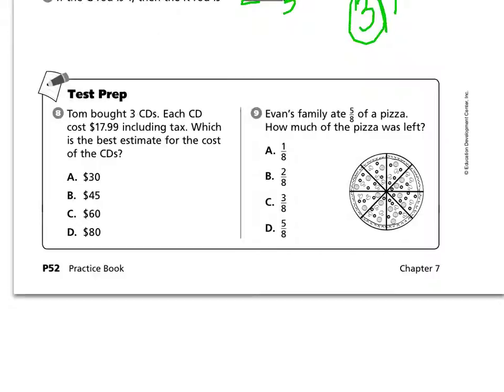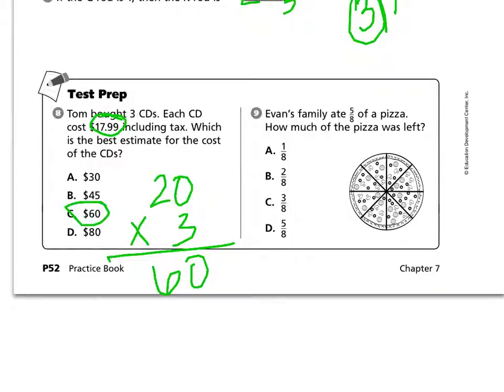Let's look at the test prep. Tom bought 3 CDs. Each CD cost $17.99, including tax. Which is the best estimate for the cost of CDs? Remember, we know our 5s and our 10s really well. So I need to estimate $17.99 to the closest 5 or the closest 10. And so that would be 15 or 20. And I know that 15 is not as close as 20 would be, because $17.99 is almost $18, which is closest to 20. So I would take 20 times 3 in order to get an estimated amount, and I know that that is 60.